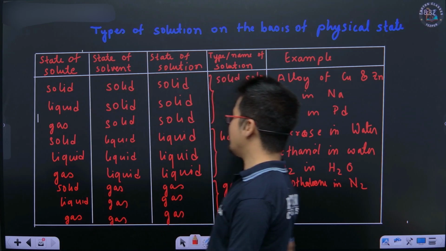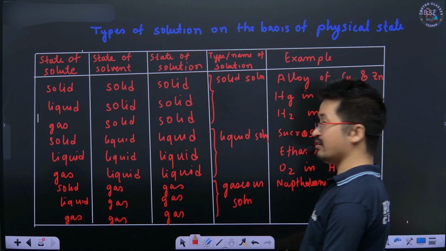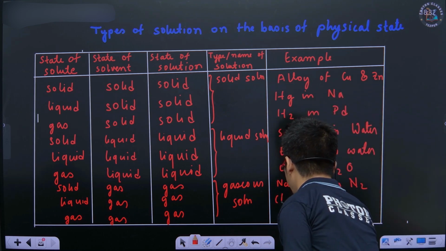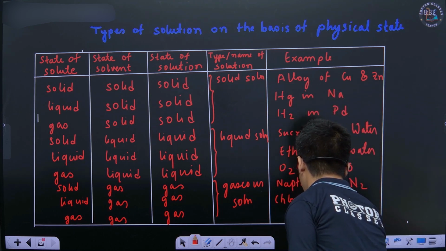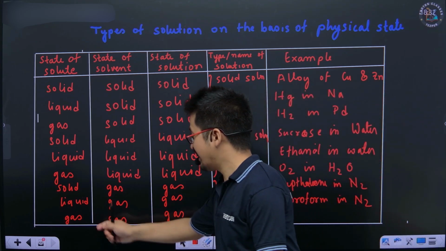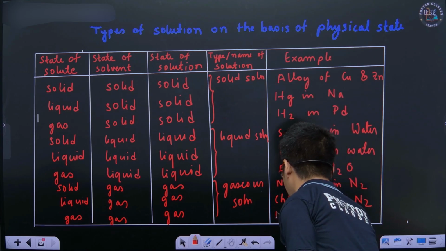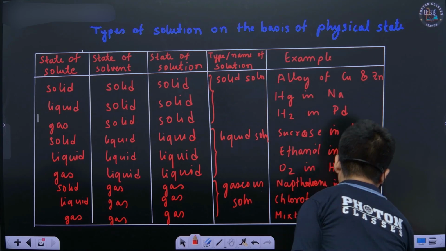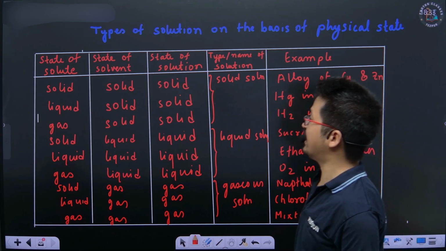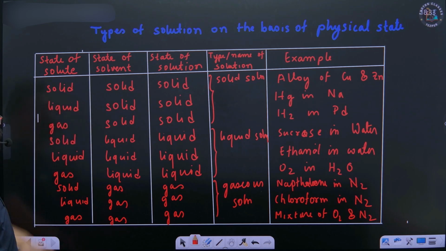Similarly, liquid in gas type solution. For this, an example is chloroform in N2 gas. The next one is gas in gas type. For this, the mixture of oxygen and nitrogen gas, O2 and N2, is an example. In this way, we can classify solutions into 9 different types on the basis of physical state.